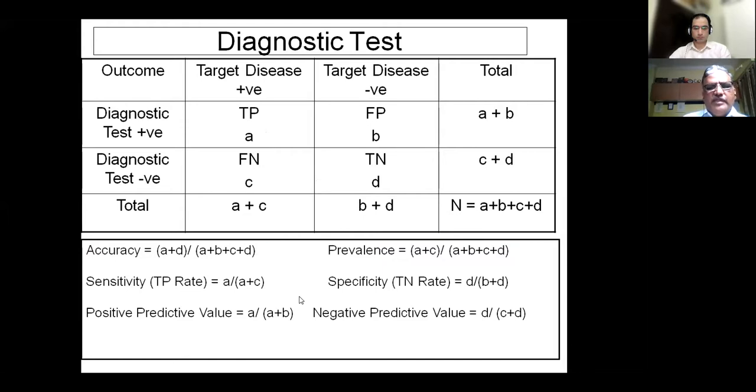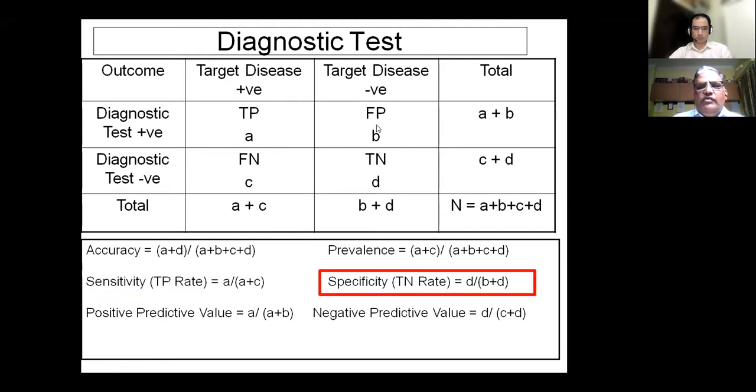And then come the important properties of a diagnostic test, like sensitivity. Sensitivity is also called the true positive rate, or in simple English, how often the test is coming positive in those with the disease. So A divided by A plus C. So in this table, it's a vertical property. True positive divided by true positive plus false negative.